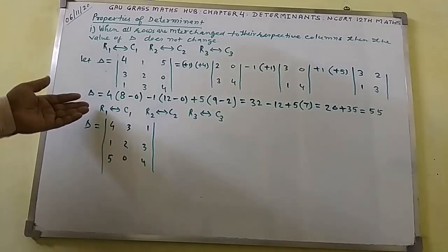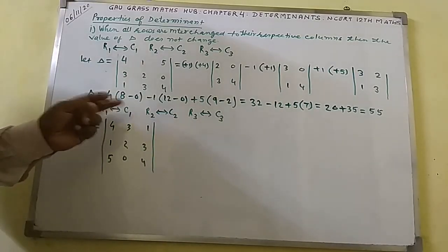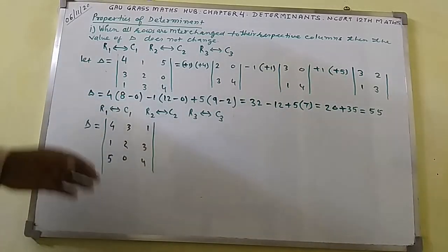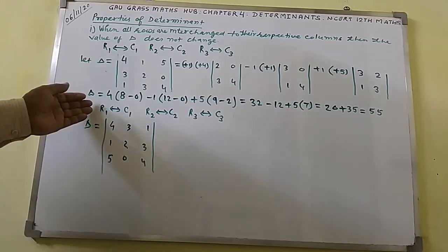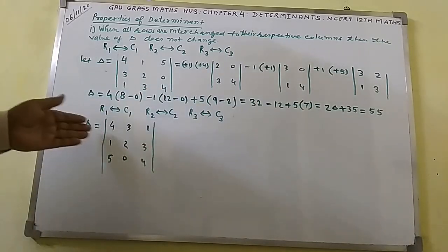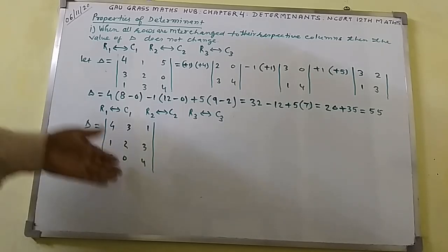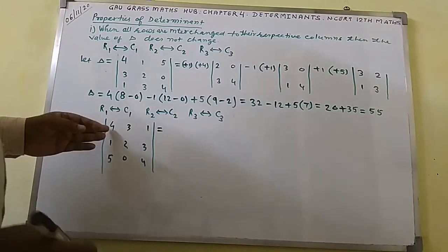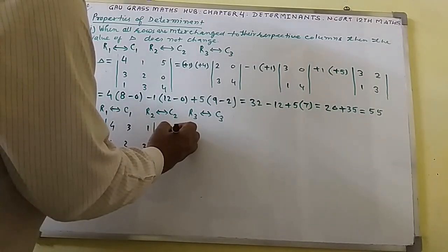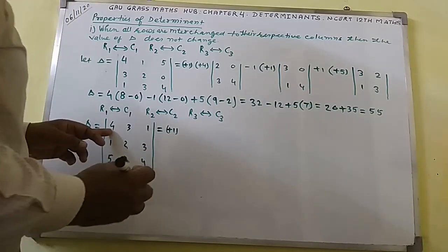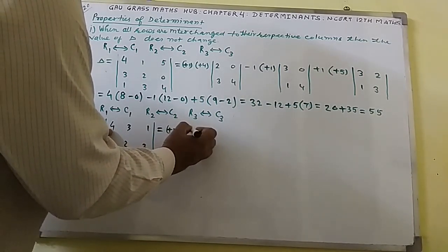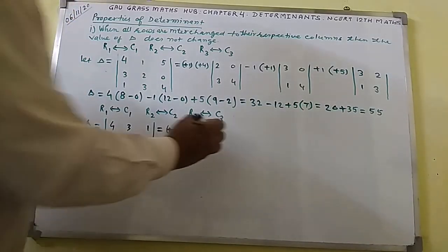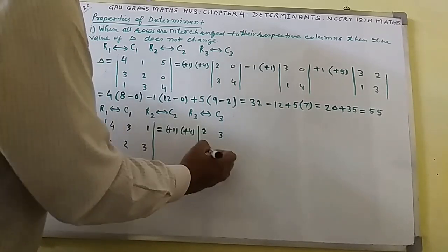Now this property I have applied here: R1 interchange to C1, R2 interchange to C2 and R3 interchange to C3. On applying all these properties, you have found the new determinant. Now evaluate the determinant here. Write plus 4, minus 1, plus 1. Here the element is plus 4. Now get the minor of plus 4. We will get the minor as 2, 3, 0, 4.